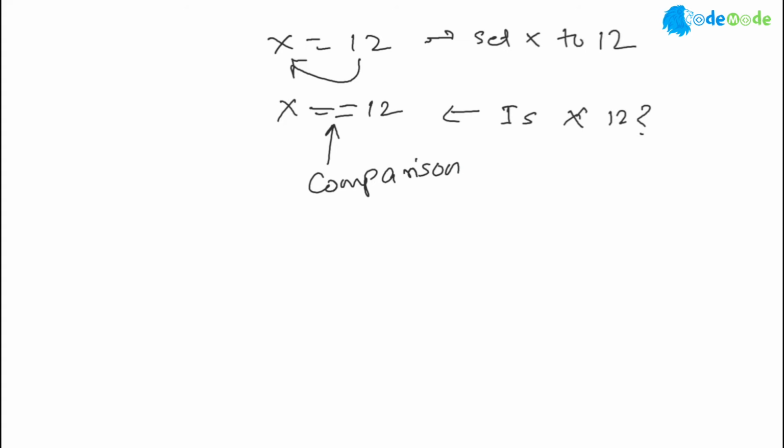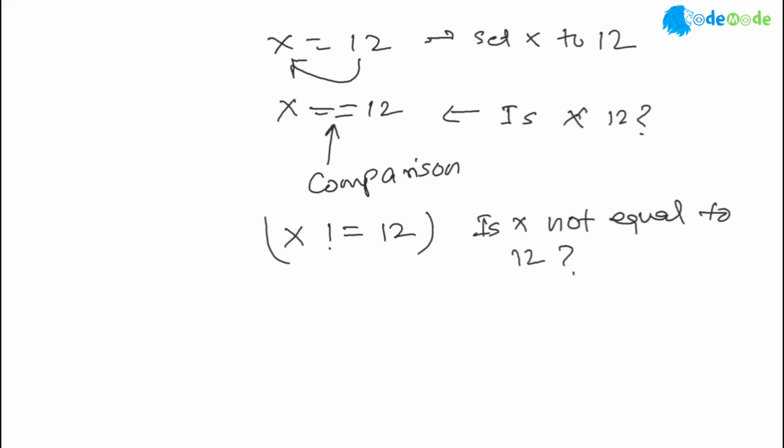So in the beginning, you may get confused. You may omit double equal to when you are doing comparison. Remember, double equal to is for comparison. Single equal to is for assignment. And if you say not equal to, use an exclamation mark: x != 12. The way you read this is "x not equal to 12?" Question mark.